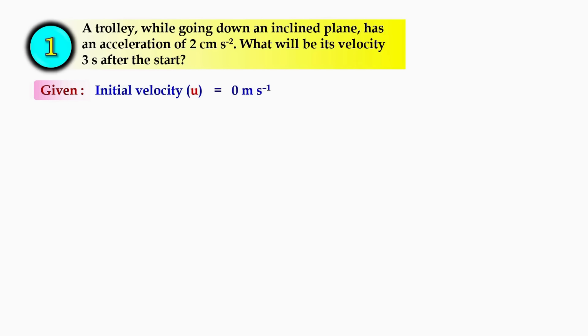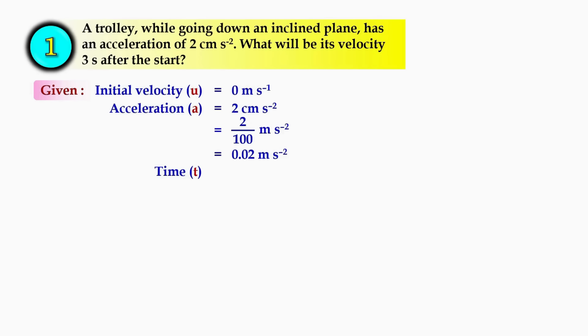The acceleration is 2 centimeters per second squared. To convert this into meters per second squared, we divide by 100. So the acceleration becomes 0.02 meters per second squared. The time taken is 3 seconds. Now we need to find the final velocity. For this, we use the first equation of motion.